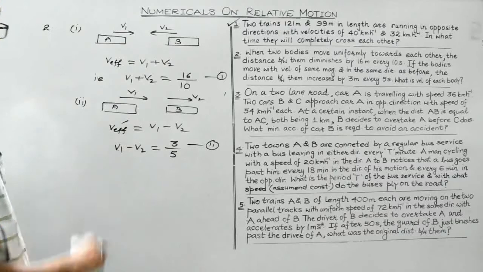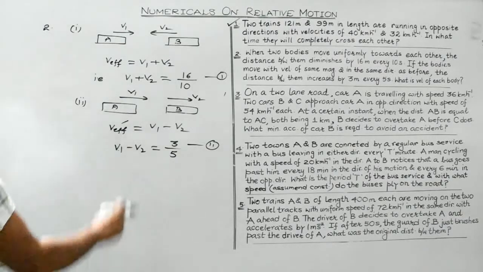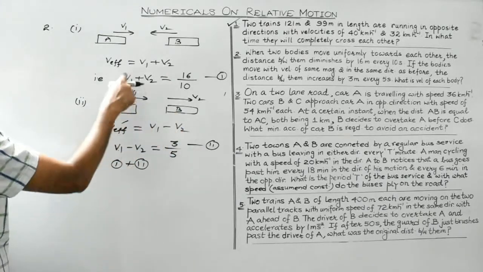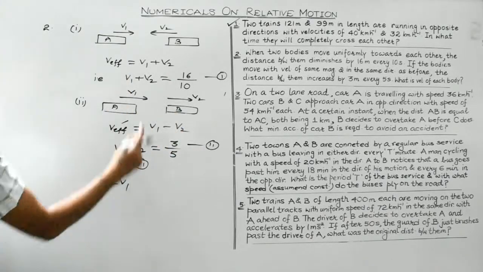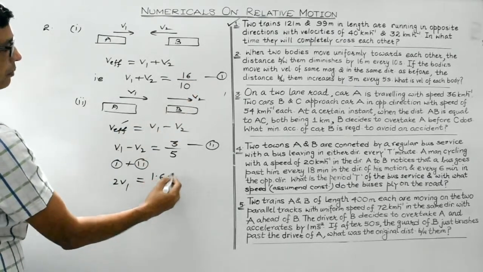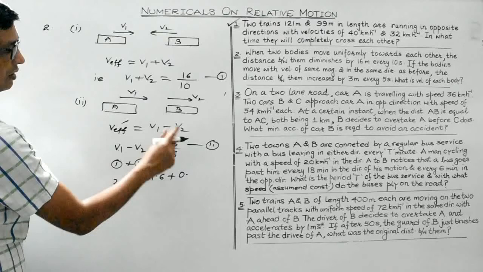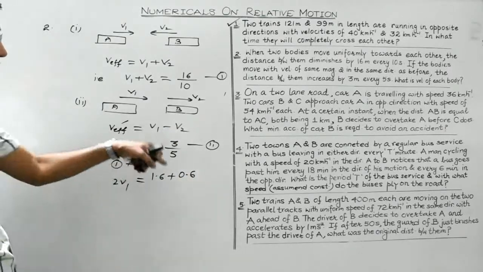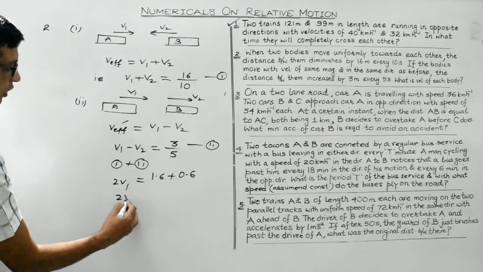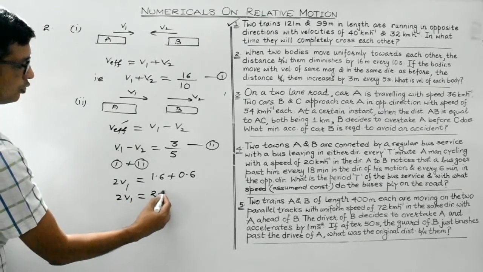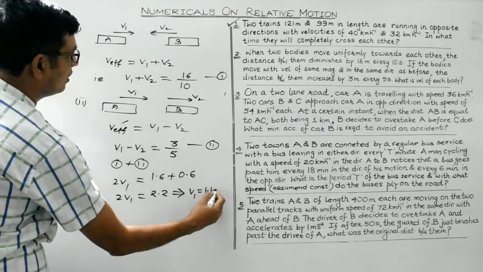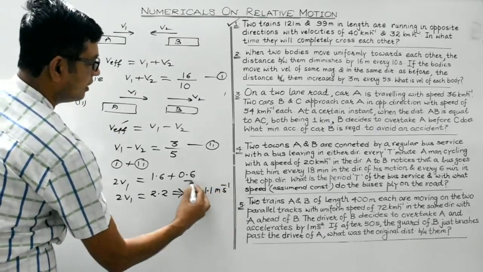So let's solve these two, isn't it? If we add 1 and 2, what do you get? V1 plus V1 will give us twice V1. V2 minus V2 will get cancelled out. So it will be 1.6 plus 0.6, isn't it? 3 by 5 is 0.6. So twice V1 will be equal to 2.2, which implies that V1 will be equal to 1.1 meter per second.